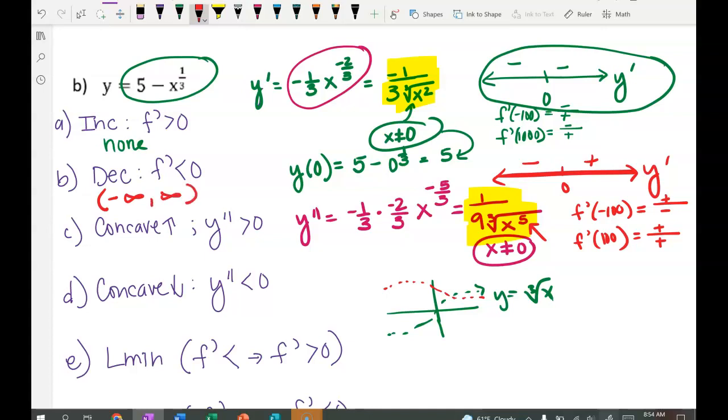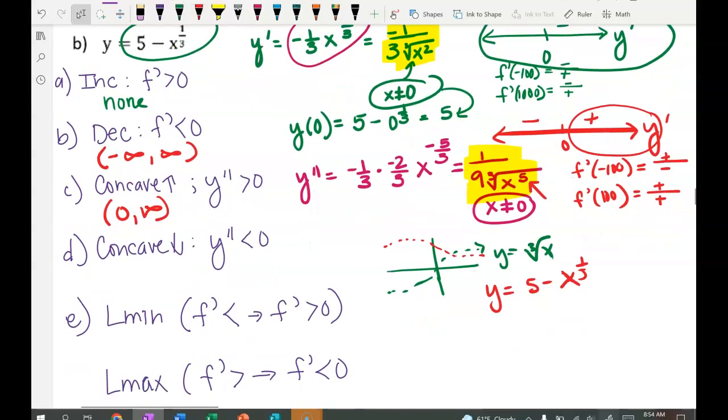Now we include all the way to infinity because even though the first derivative does not exist at 0, the value of the original does exist. So because the original is 5 minus x to the 1/5, right? It's decreasing the entire way. Concave up is when the second derivative, guys, is positive. So it's going to be on the right side. So that's going to be from 0 all the way to infinity. Concave down, if you look at the second derivative, is on the left side. So that's going to be from negative infinity to 0.